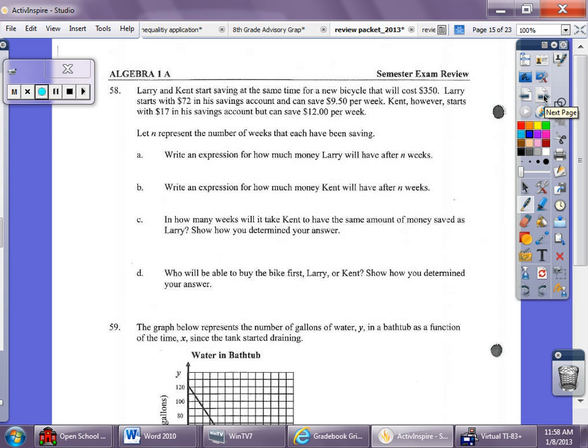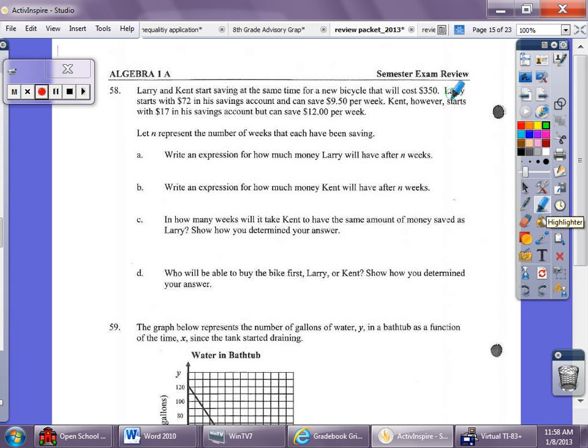58. Larry and Kent start saving at the same time for a new bicycle that will cost $350. Larry starts with $72 in his savings account and can save $9.50 per week. Kent, however, starts with $17 and saves $12 per week. Let n represent the number of weeks that each will be saving. We write an expression for Larry.